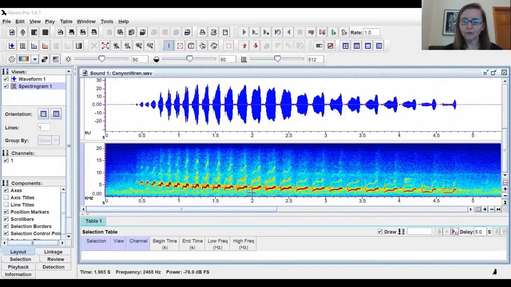Waveform and spectrogram views in the program Audacity that I've mentioned in a previous video will be really useful for visualizing your own songs. But it's nice in Raven because we can line them up, the waveform view on the top and the spectrogram view on the bottom, so that you can actually see them both together and you can play them together and see the changes. And so this is the song of a canyon wren.